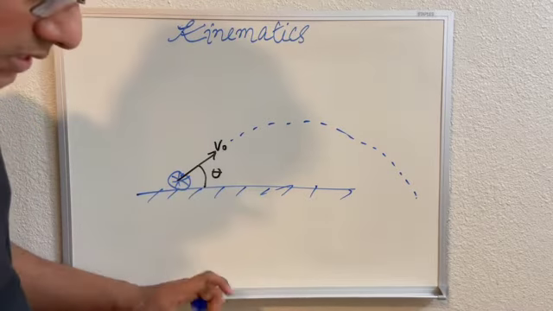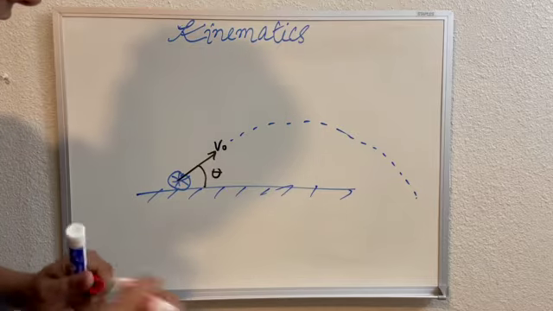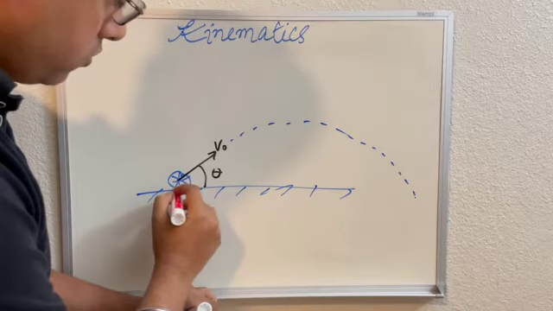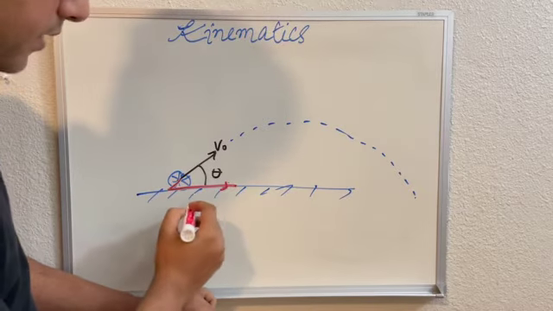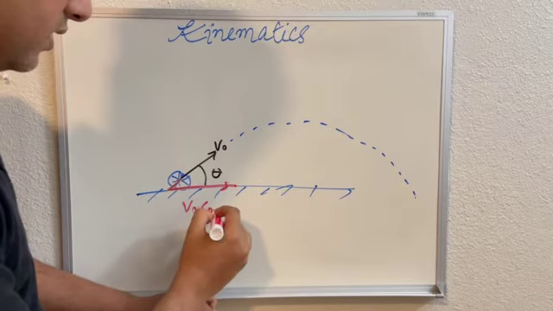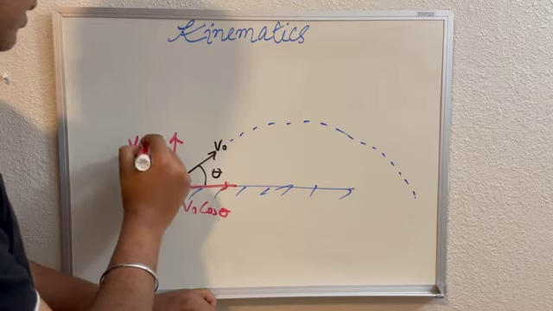When we break this into two different directions, the horizontal velocity is v naught cos theta. The vertical velocity is v naught sin theta.